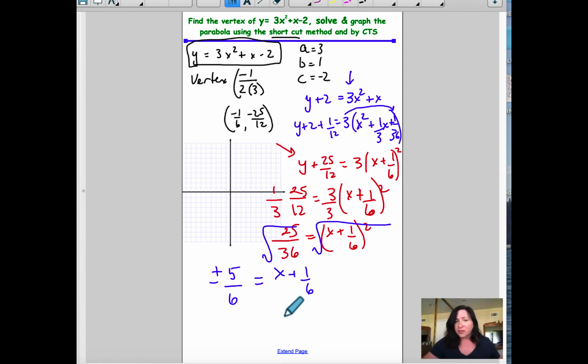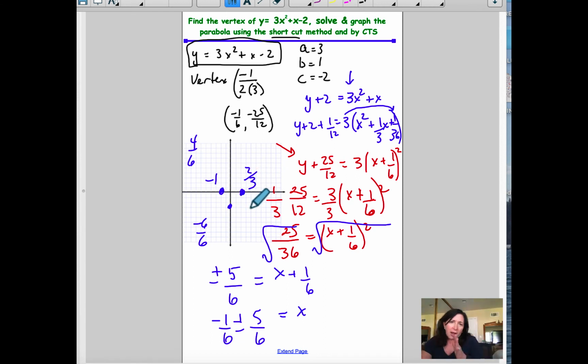Move that 1/6 over to the other side, I get negative 1/6 plus or minus 5/6. So that means that my x-intercepts are going to be negative 1/6 plus 5/6, so that's 4/6. 4/6 is 2/3, so I've got one x-intercept at 2/3. And then I've got negative 1/6 minus 5/6, which is negative 6/6, which is negative 1. And there's my x-intercepts. And then along with my y-intercept at negative 2.